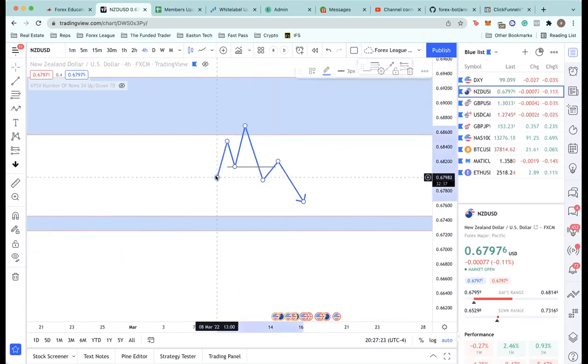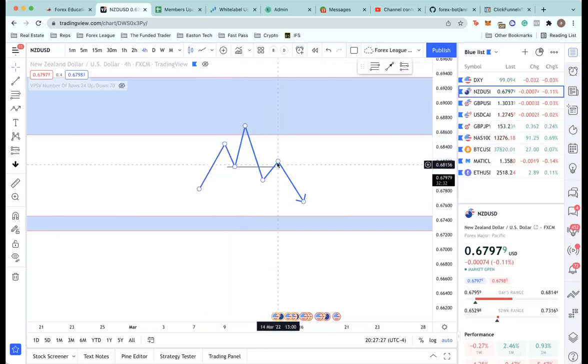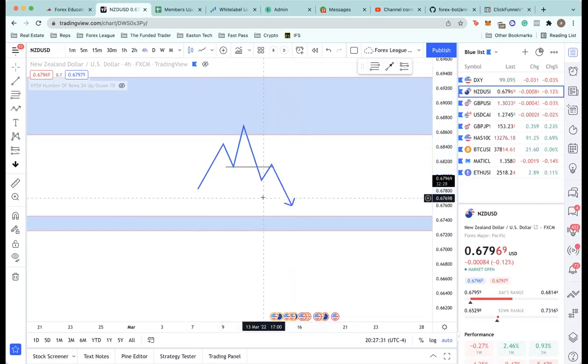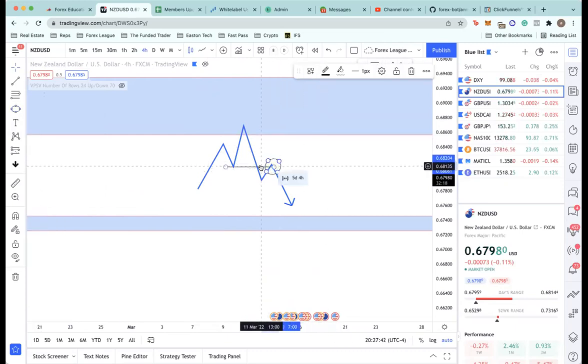So this is exactly how we teach market structure inside of the course. We're always looking for these variations where we have a higher low, we have a new higher high, and then we have a break of structure. And then we're always looking to take a trade on the first lower high that forms right here, right?